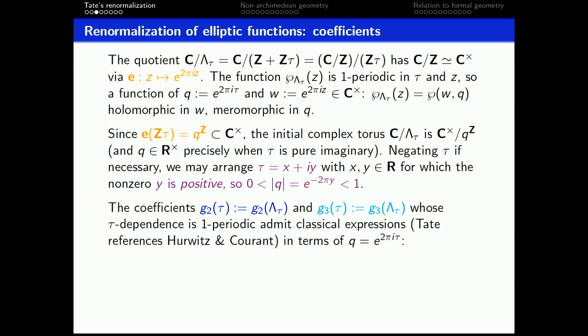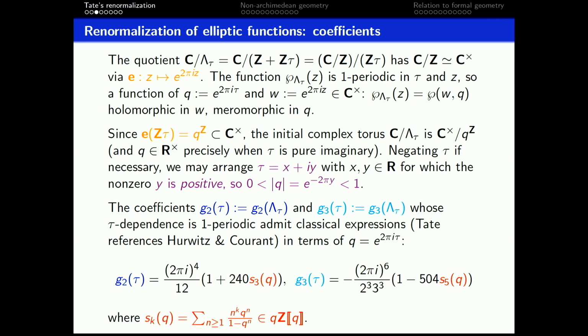Now, those coefficients for the Weierstrass cubic also depend only on the lattice, and therefore they're 1-periodic, and these have classical expressions in terms of e to the 2 pi i tau. In Tate's own notes on this from 1959, he gives a reference to Hurwitz and Courant. So here are these expressions, a little bit ugly, but the key point is you have some coefficient here, powers of 2 pi i, and then these series beginning with 1, and then these expressions which involve this series, which is some integer power series with vanishing constant terms. So these things will come up in a few places a little bit later.